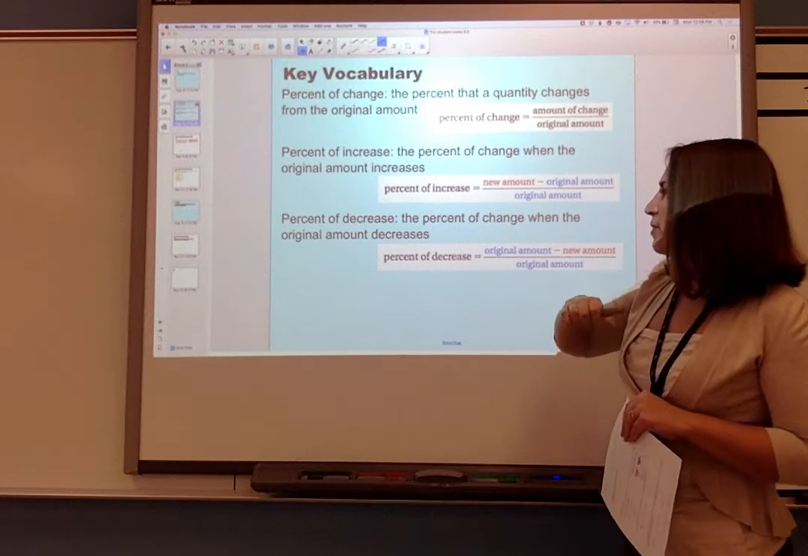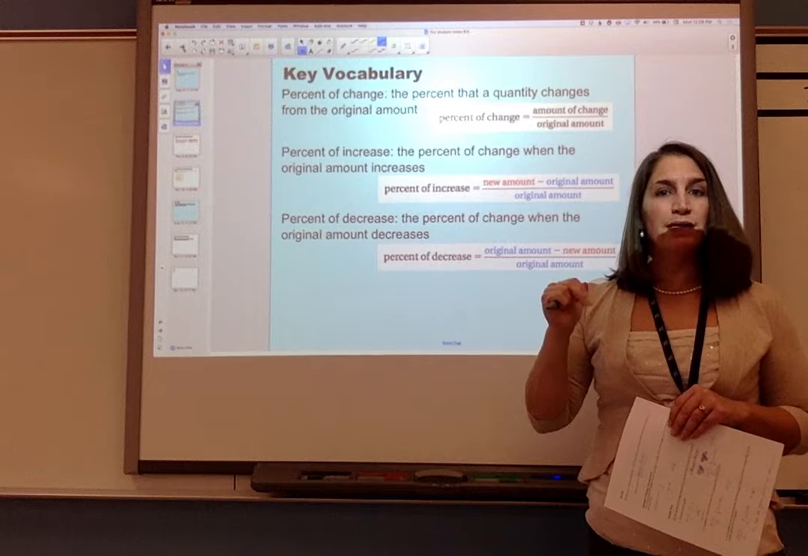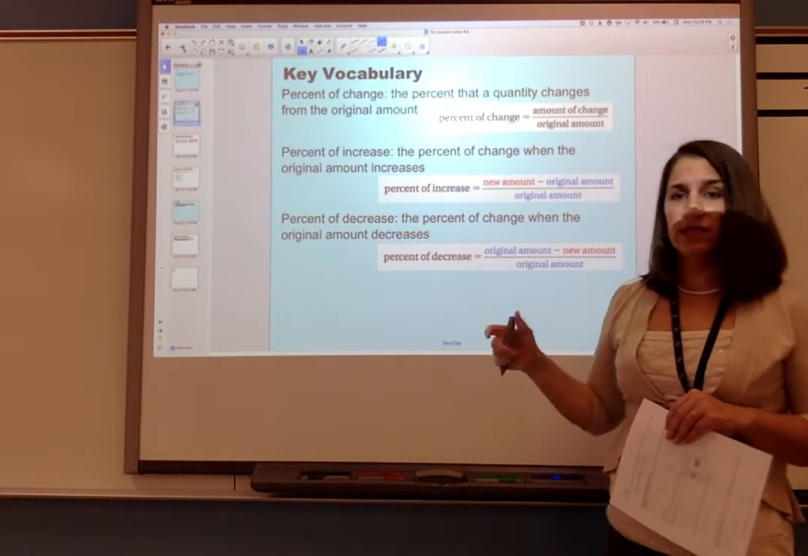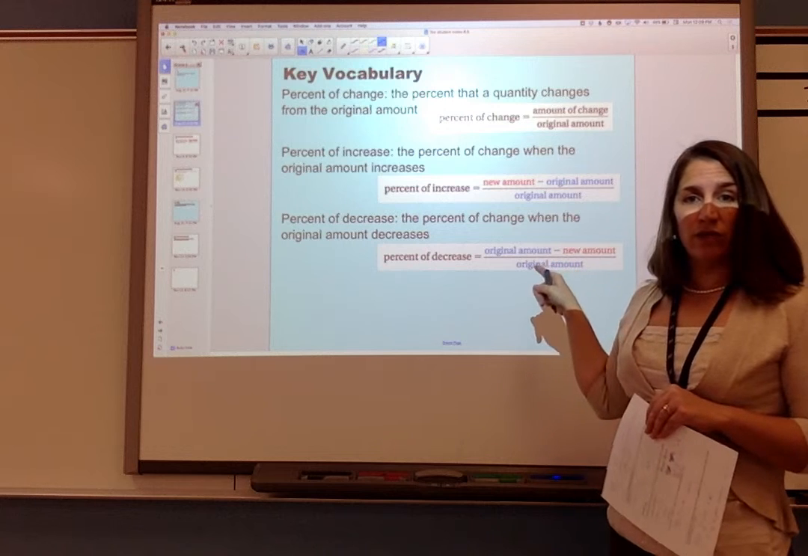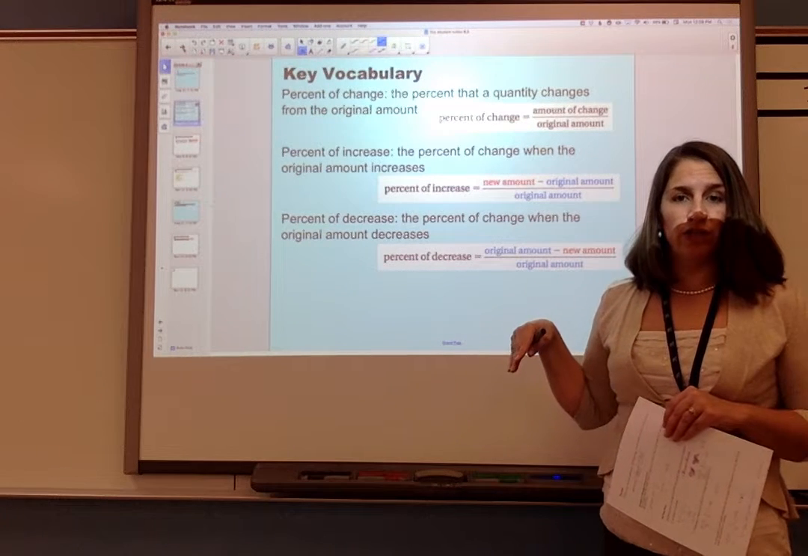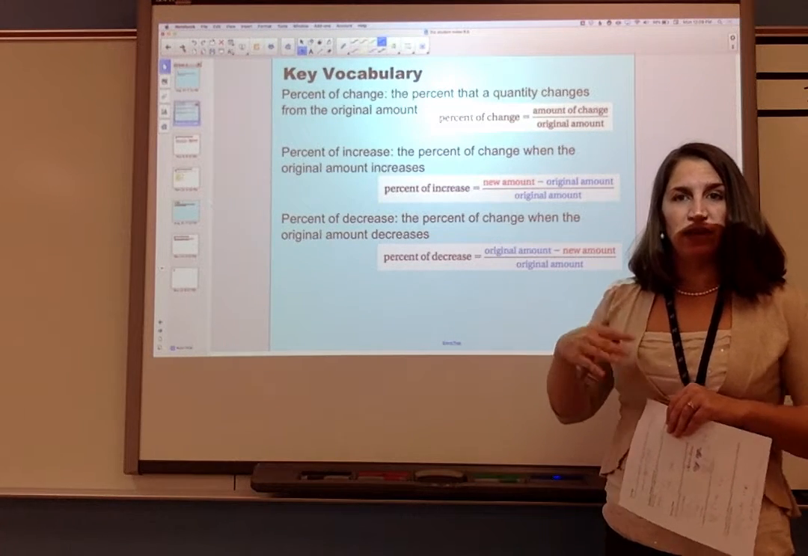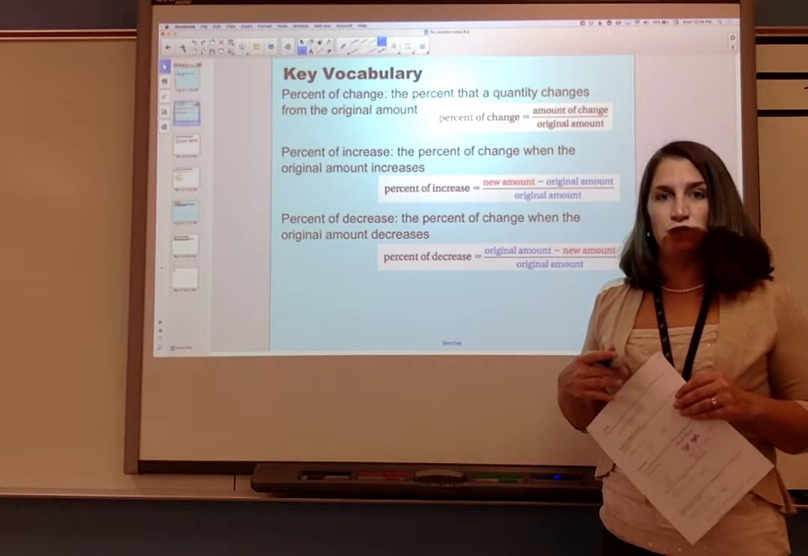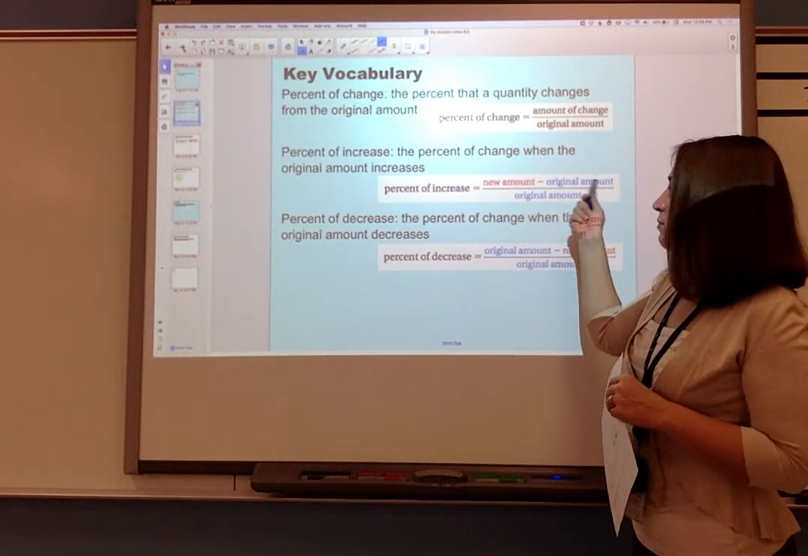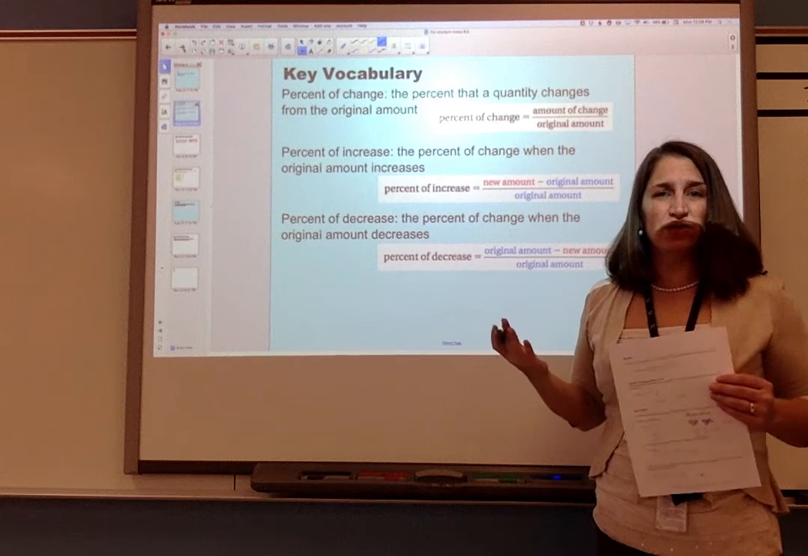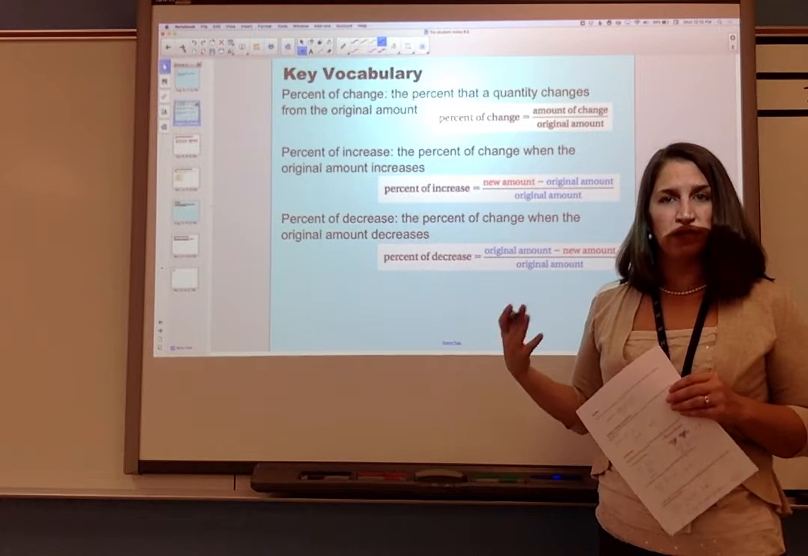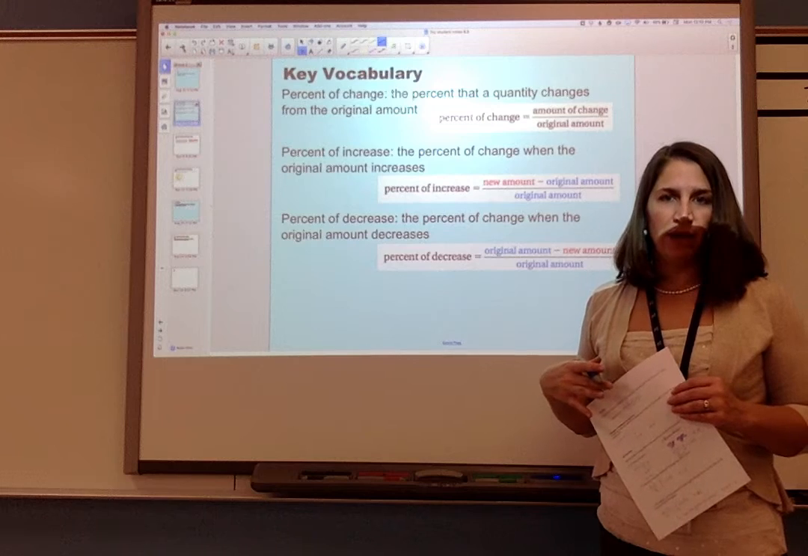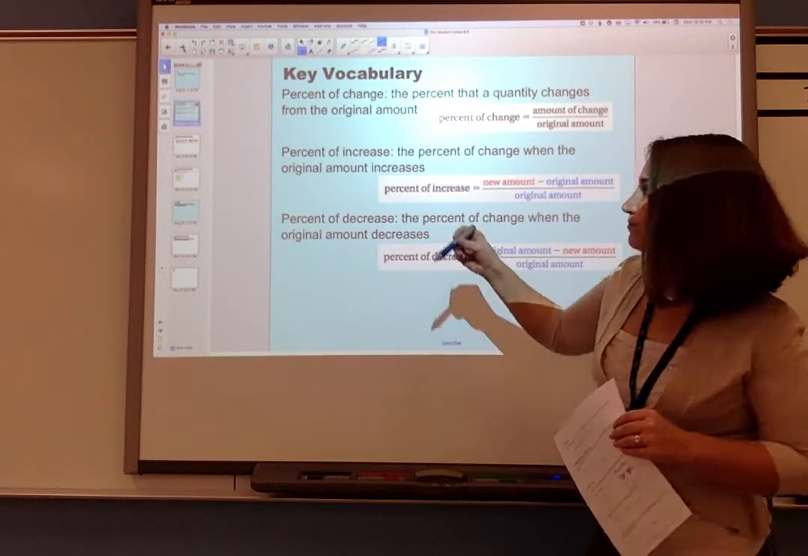Percent decrease is the percent of change when the original amount decreases. So this time we're going to do original amount minus the new amount all over the original amount. So that was kind of like the example I gave where something was reduced by $2. The key here in remembering which way to go is you're just looking for a positive number. You're doing the larger amount minus the smaller amount on the top, and you're always dividing by the original amount.